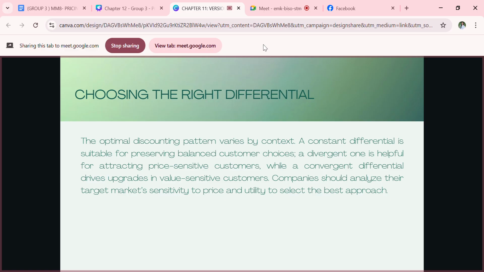By balancing version range, order effects, and price differentials, companies can meet diverse customer needs while optimizing revenue. Remember, the key is to consider how customers make choices and adjust accordingly.